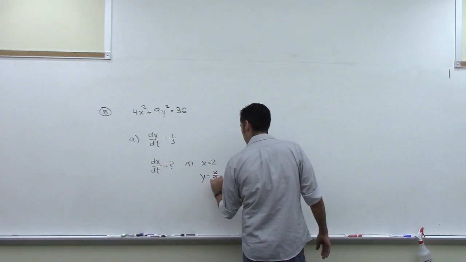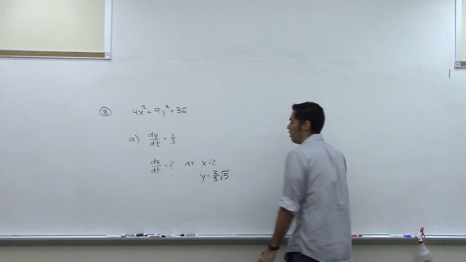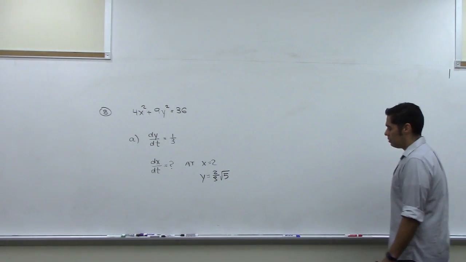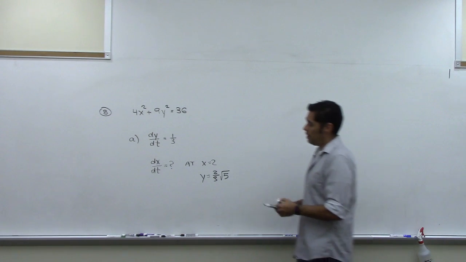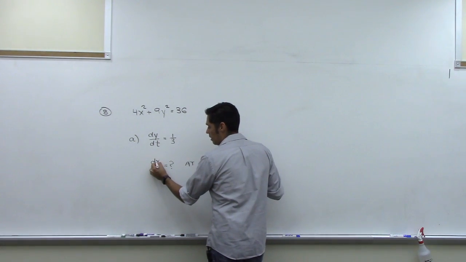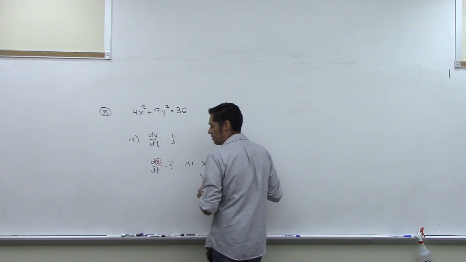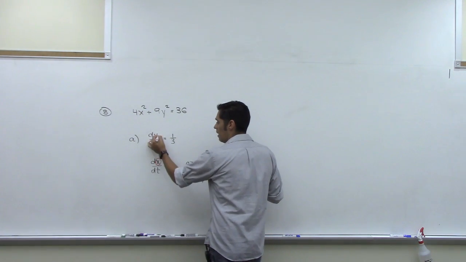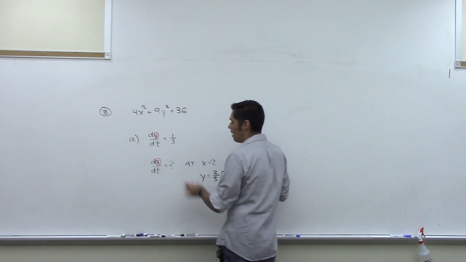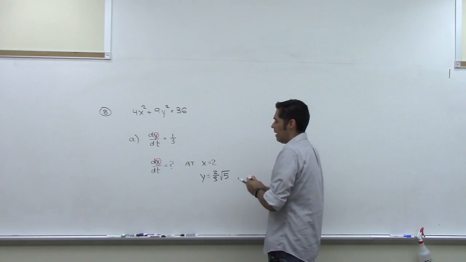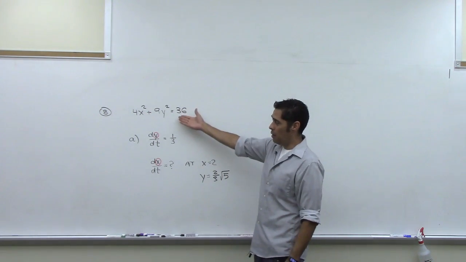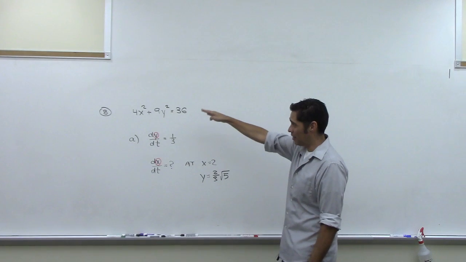Okay, that's part A. So what I need to do is somehow figure out dx/dt. So I'm going to need to have some equation that has x in it, and also an equation that has y in it so I can relate those together. And the equation I'm going to use obviously is the equation that's given because I'm working on that curve.